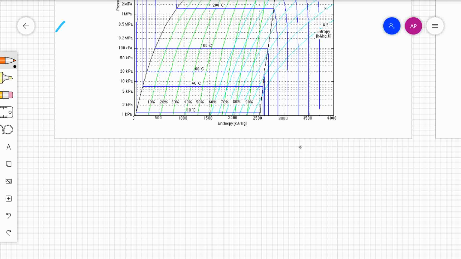So I hope I have clarified a lot of things on the properties of real fluids.